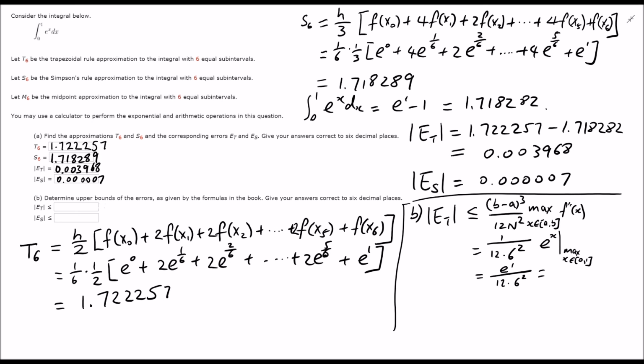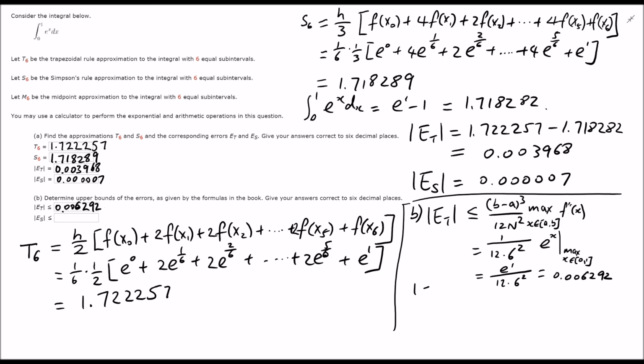If we put that in, we would get our error bound to be less than or equal to 0.006292. Write this into our solution box.